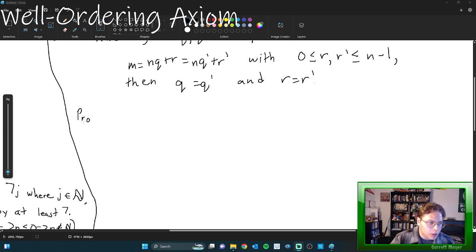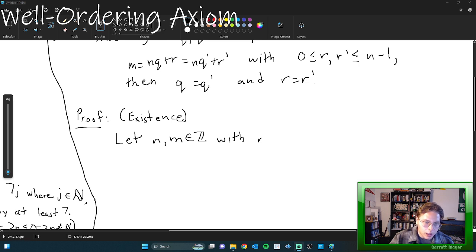So let's do our proof. We'll start with existence. So for our proof, we're going to let n and m both be integers with n being greater than 0. And then we're also going to let S equal the set of m minus nx, where x is an integer and m minus nx is greater than or equal to 0.